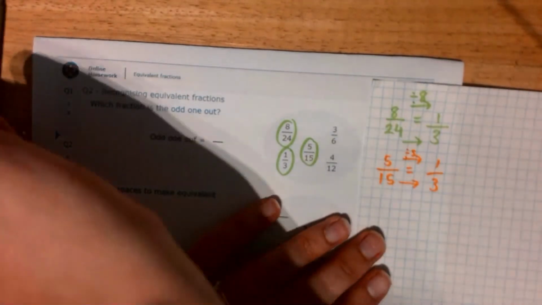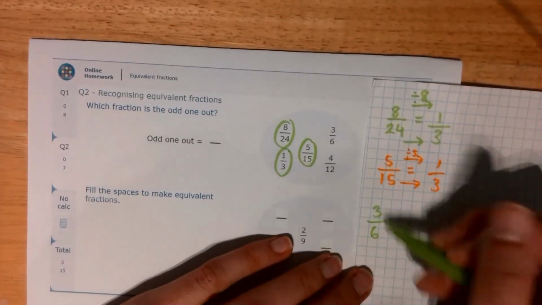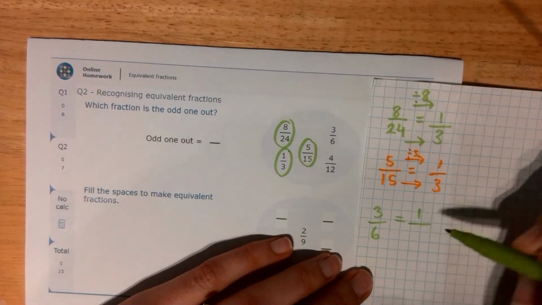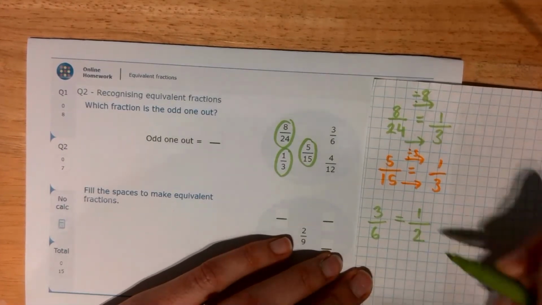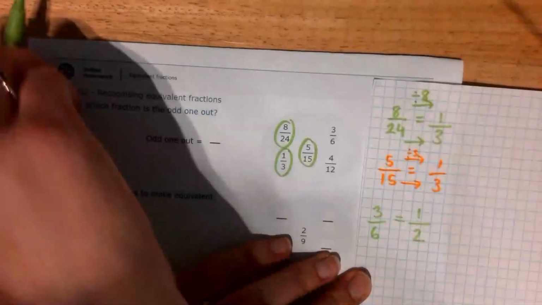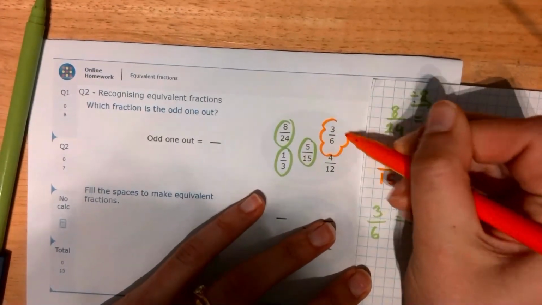Let's see. 3, 6. What can I do with those? I can put both of those into groups of 3. So that 3 is one group of 3. 6 is 2 groups of 3. Does that fit? No, it doesn't. So I'm going to put a cloud around that one.